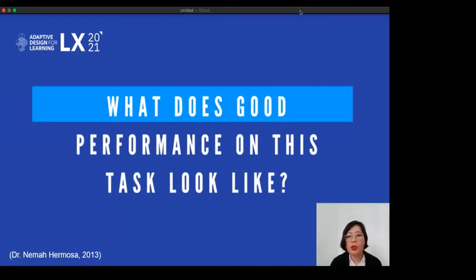The third question is, what does good performance on this task look like? This is where criteria will come in. Criteria means identifying the specific characteristics that contribute to the overall assignment. So in other words, the level of performance of the student.